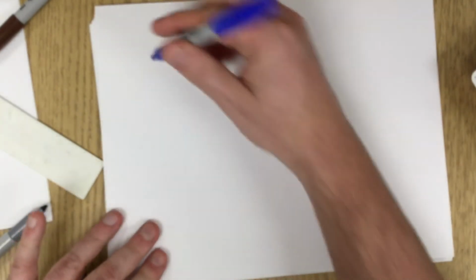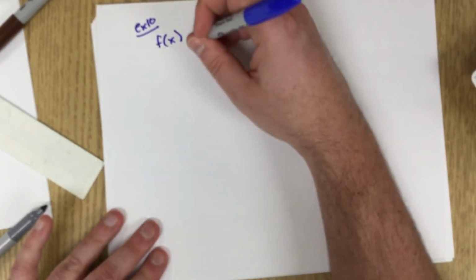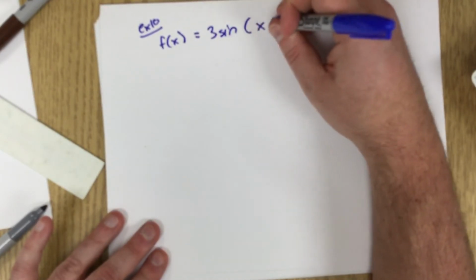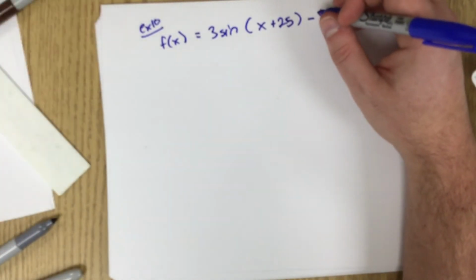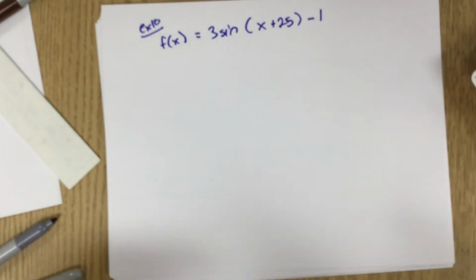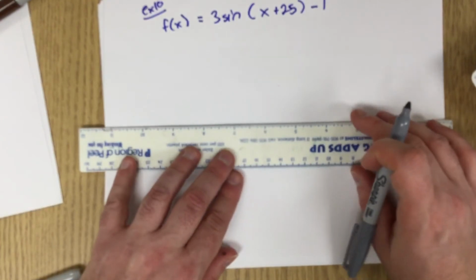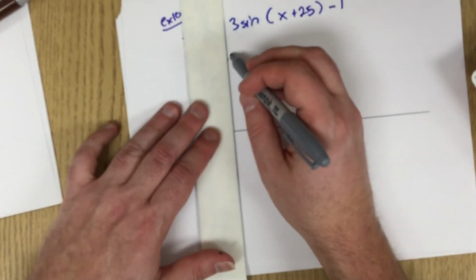And of course, we can combine everything again. So if we combine it again, we're going to get example 10. So f of x equals 3 sine of x plus 25, minus 1. Okay, there's a lot of things combined here. So we can combine all of these things. What are we going to get? We're going to get, making our graph.